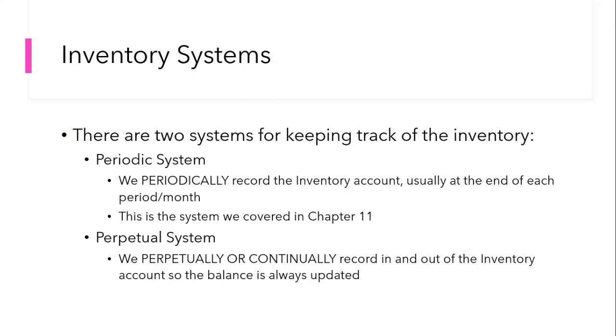There's two types of systems for keeping track of the inventory. The periodic system, which means we're only periodically recording in the inventory account, usually at the end of each period or each month. And this is the system we covered in Chapter 11. So when we purchase inventory, we would debit an expense account called purchases. We don't put it into the inventory account itself. With the perpetual system, we are perpetually or continually recording in and out of the inventory account, so the balance is always up to date.